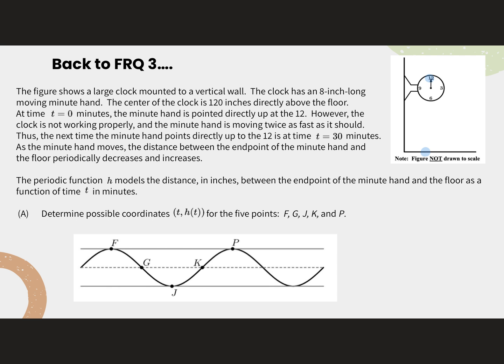So starting with rereading the scenario and adding in some labels to this diagram, it says the figure shows a large clock mounted to a vertical wall. The clock has an 8-inch long moving minute hand, so I'm going to add that label in. The minute hand is 8 inches long, and the center of the clock is 120 inches directly above the floor, so I'm going to add that in too. And again, that's from the center of the clock to the ground.